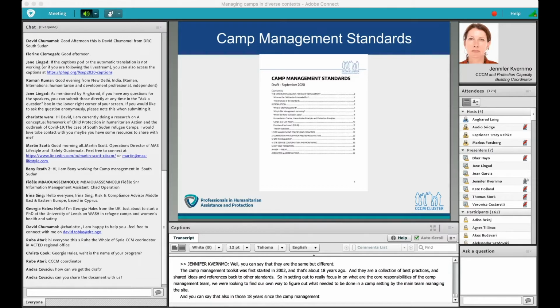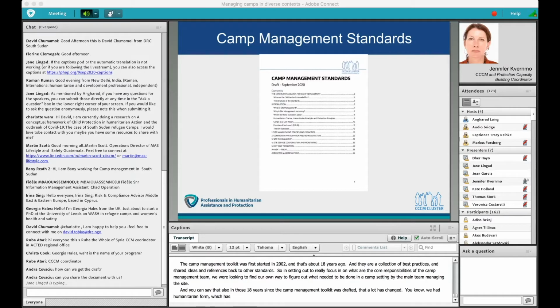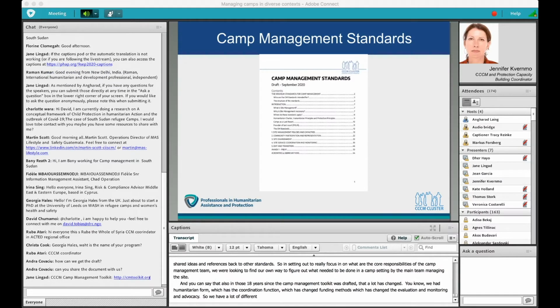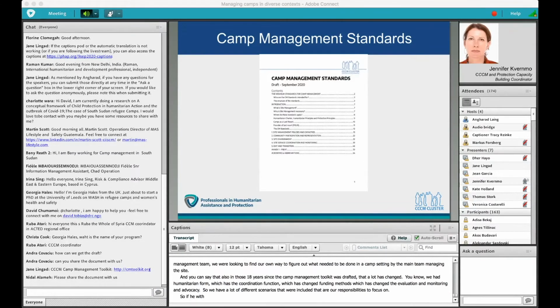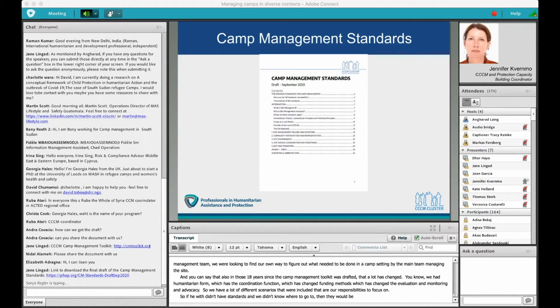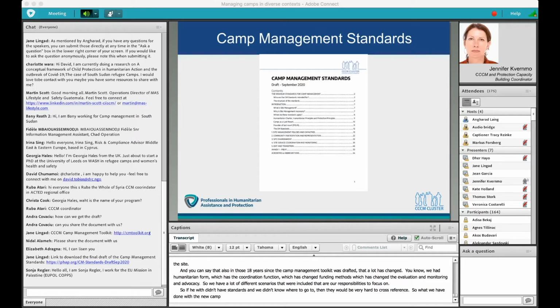You know, we've had humanitarian reform, which has changed the coordination function, which has changed funding methods, which has changed evaluation and monitoring and advocacy. So we have a lot of different scenarios that were included and that our responsibilities now focus on. So if we didn't have standards and we didn't know where to go to, then they would be very hard to cross-reference. So what we've done with the new Camp Management Standards is make references back to the toolkit so that they're interconnected, that you can see the line between them.